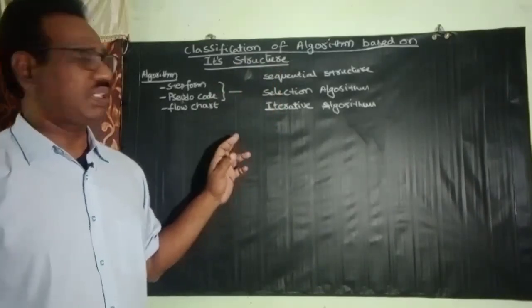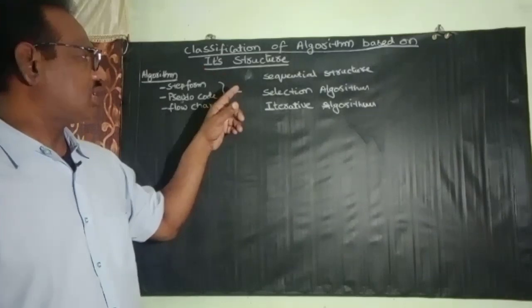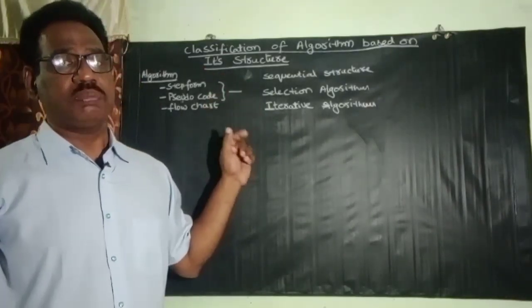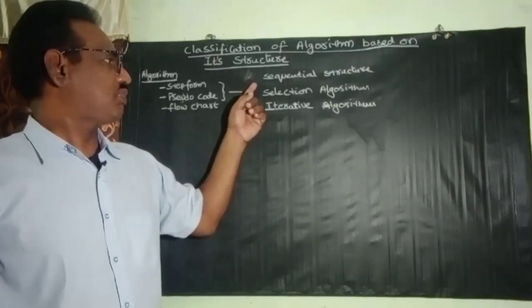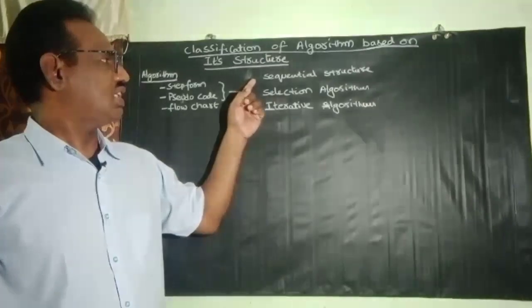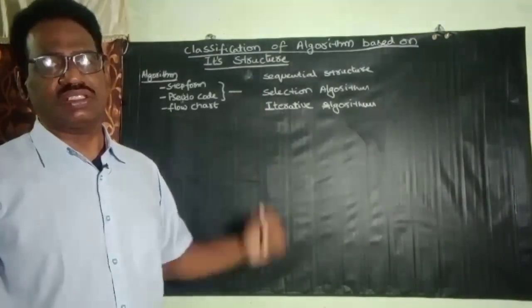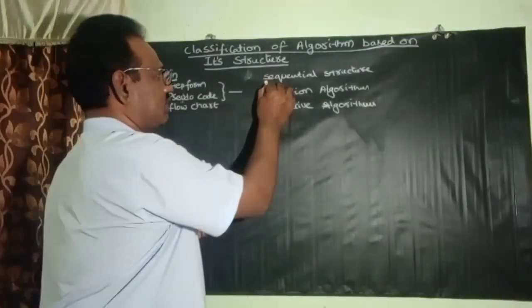An algorithm may be written in the step form, pseudocode form, or flowchart form. That can be further classified based on its structure, that is, how the steps are organized: sequential structure, selection structure, iterative structure. We'll discuss them one by one with a simple example. So first, the sequential structure.